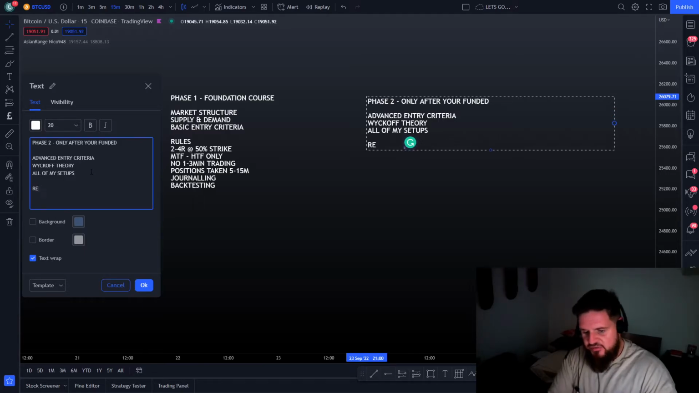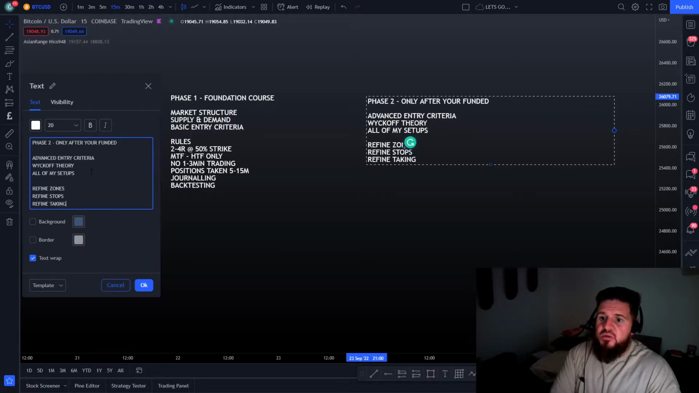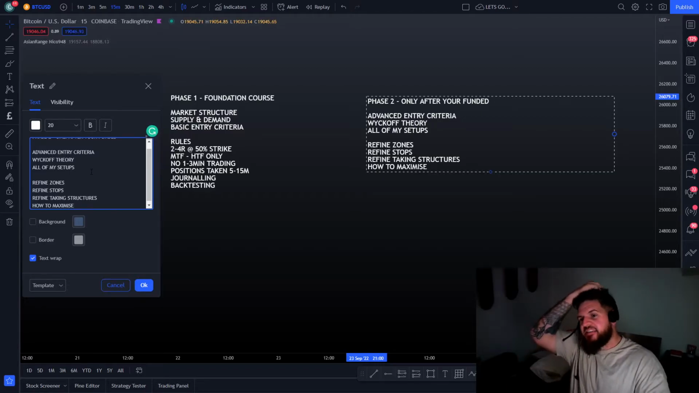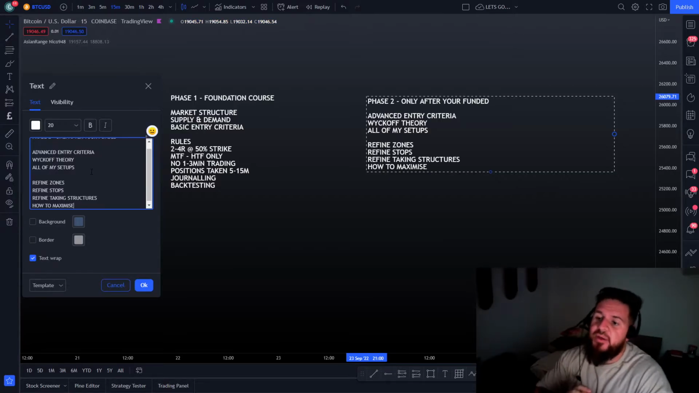We'll learn how to refine zones, refine stops, refine your profit taking structures as well, and how to maximize trades, basically. So this is where we're taking trades past kind of like 4R. For now, I want you in and out of the marketplace really, really quickly. I want you in and out of the marketplace, taking your profits and running.